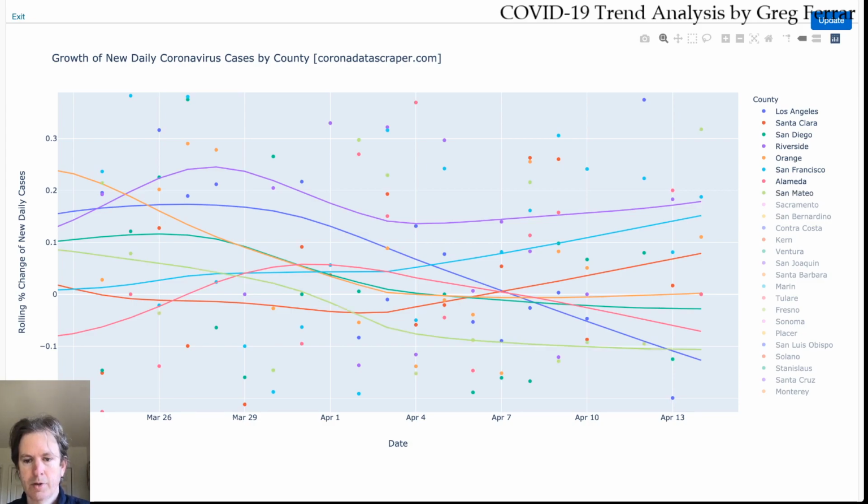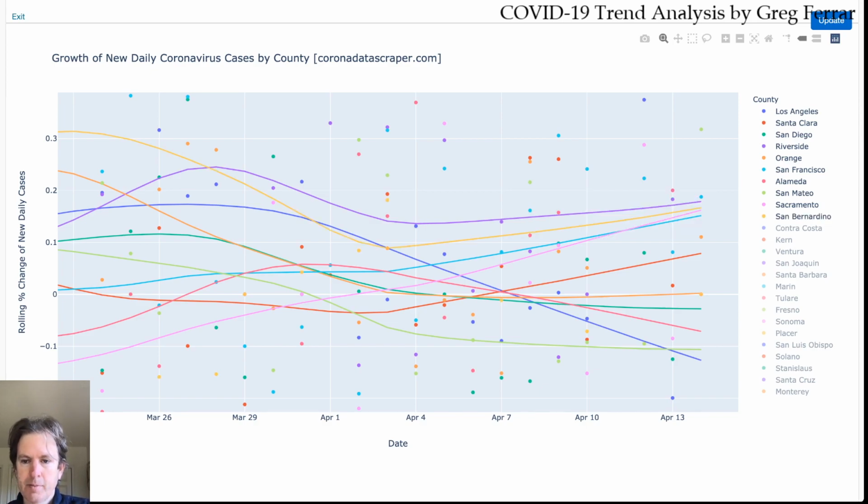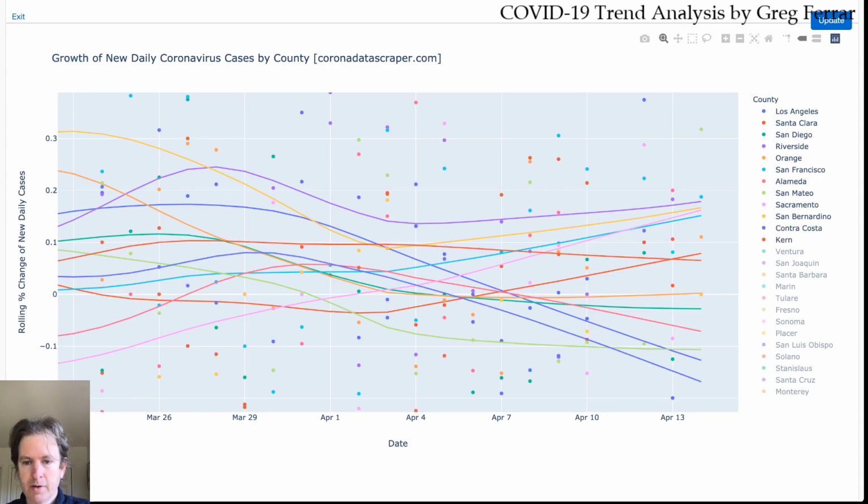San Mateo looking good. It's flat, but also well below zero and so shrinking. Sacramento looking just as bad as San Francisco. High growth rate and rising quickly. San Bernardino, high growth rate and rising fairly quickly. Contra Costa is looking great. Kern is okay. Ventura is just flat.